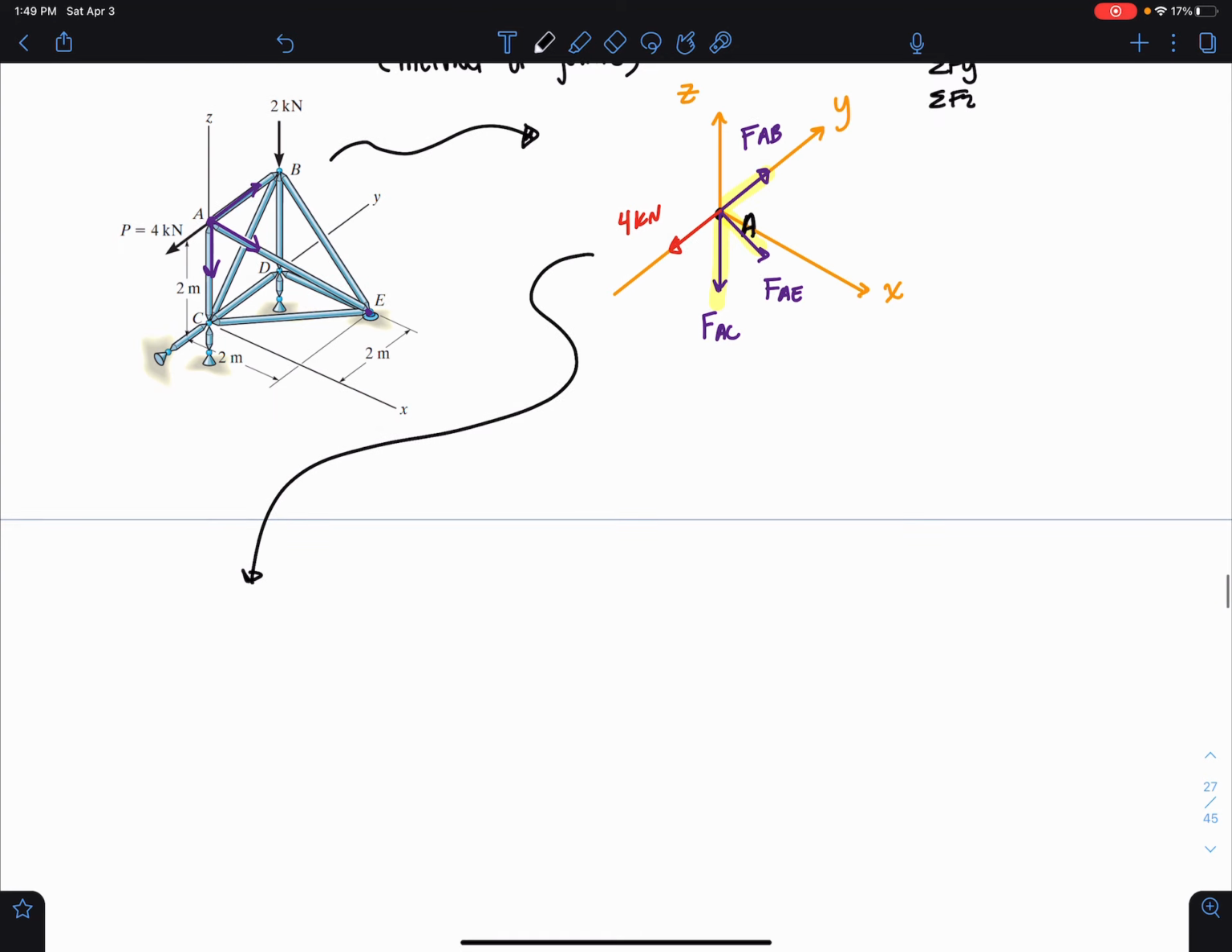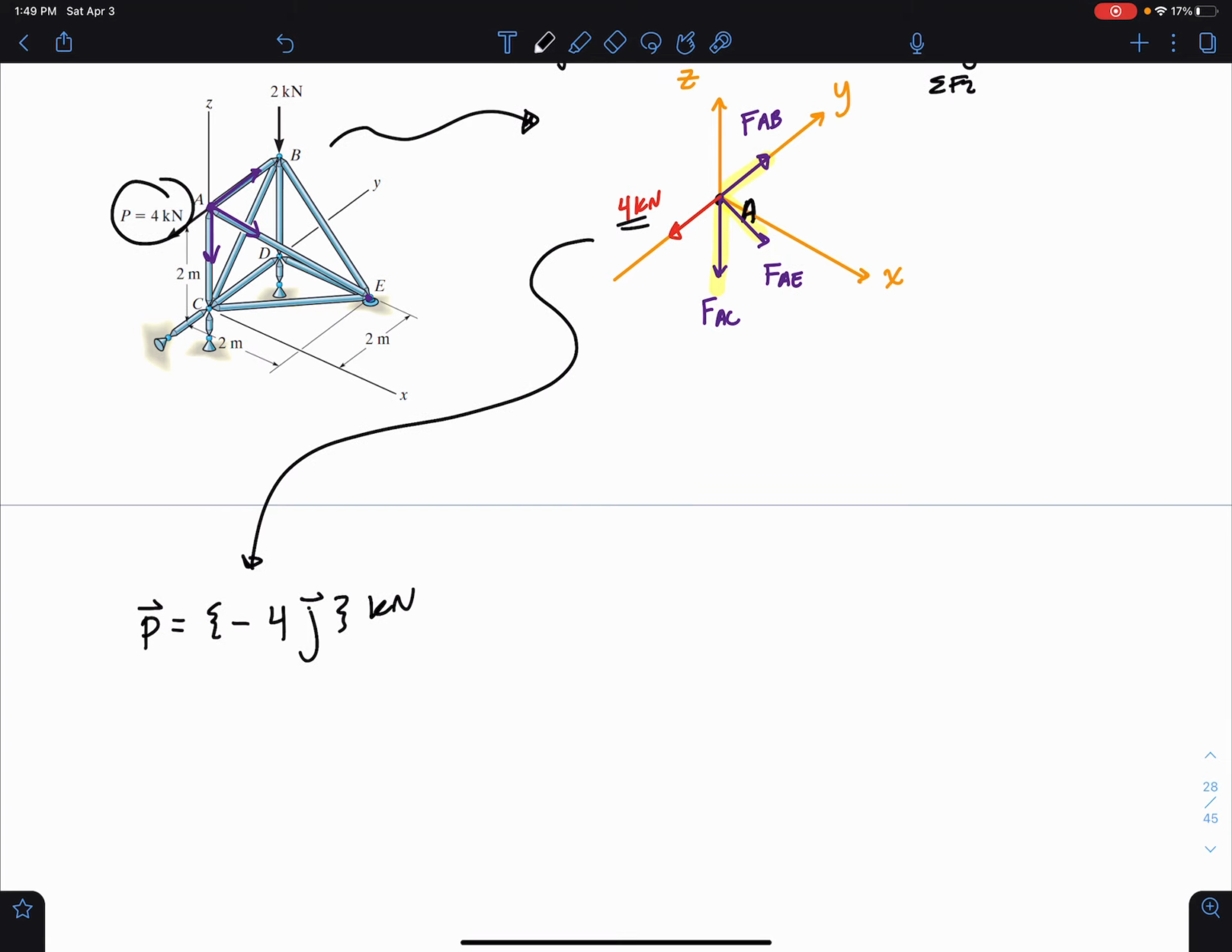I'm going to put it into vector notation. So this force P, P equals 4 kilonewtons, this one right here, I drew it in red. If I want to write that force P in vector notation, we know that it's acting in the negative direction, because it's in the negative y direction, right? Y is the j direction, and this is all in kilonewtons. So that's how I can write this in vector notation.